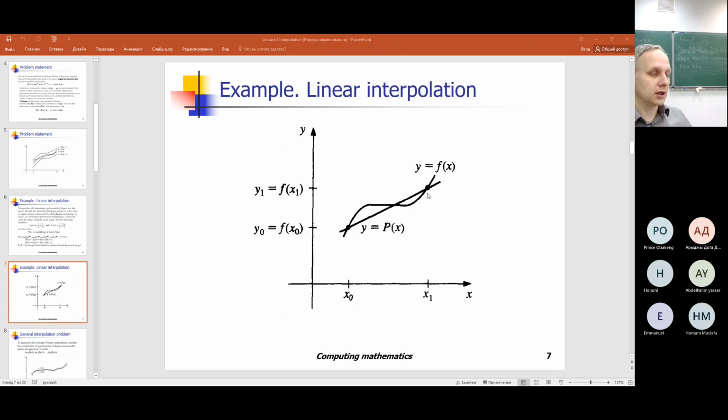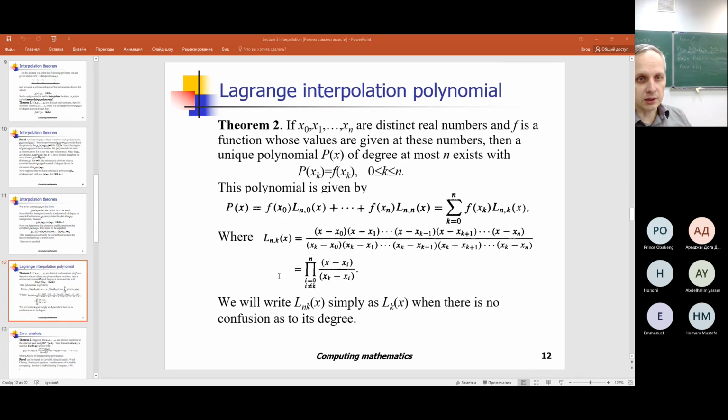How to get interpolation between x0 and x1? I can draw a line and take the point from the line. You can see that this line is the same as the function only at the boundary points. Between them, there can be a difference. Well, to understand how it works, let's solve some exercise.